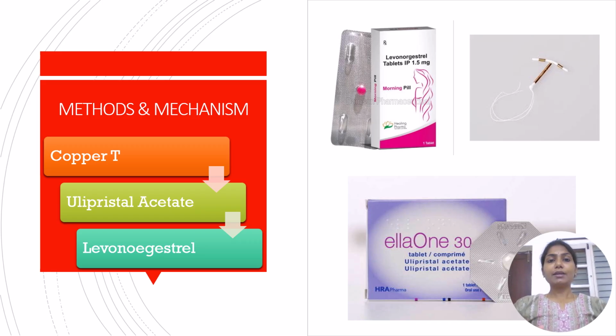So why is it like that? Because ulipristal acetate prevents or delays ovulation even after the LH surge has started to occur. But it does not prevent ovulation once the LH peak has occurred. Levonorgestrel cannot act once the LH surge has occurred. So it will not delay or prevent ovulation once the LH surge has started. So that means ulipristal acetate is definitely more efficacious than levonorgestrel.